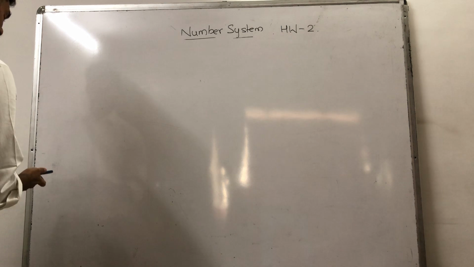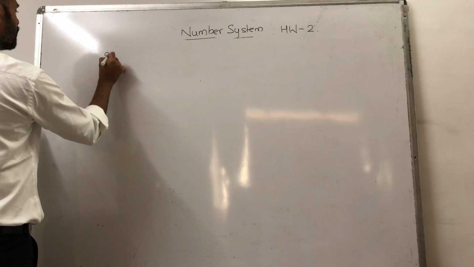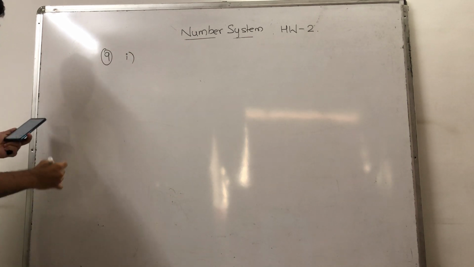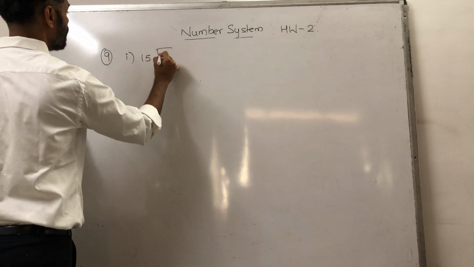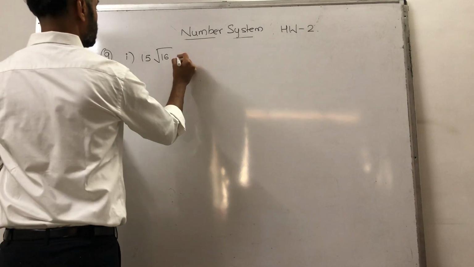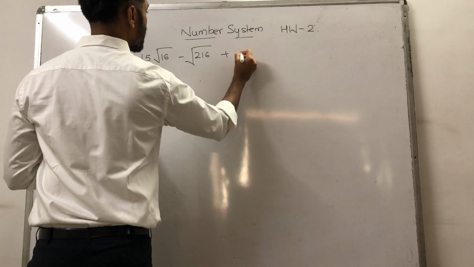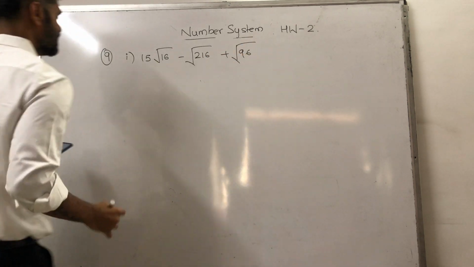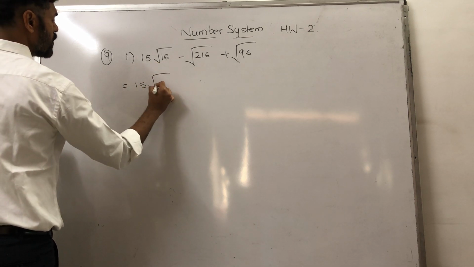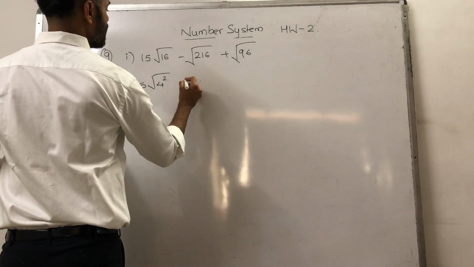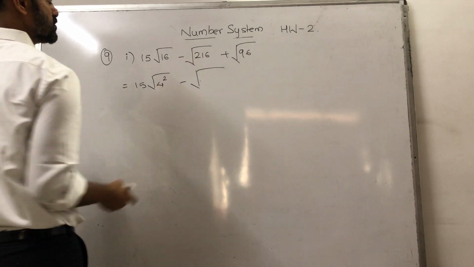Let's look at question number 9. Such questions are important from the examination point of view. We have to simplify. What is the question? It is 15 times square root of 16 minus square root of 216 plus square root of 96. We know 16 is 4 square. Same way 216. 16 is a perfect square term. 216 is not a perfect square term.